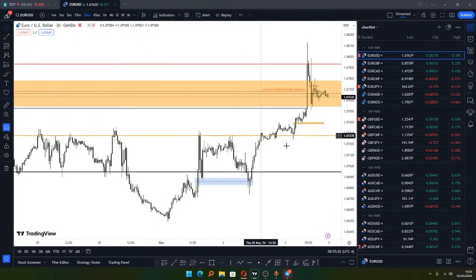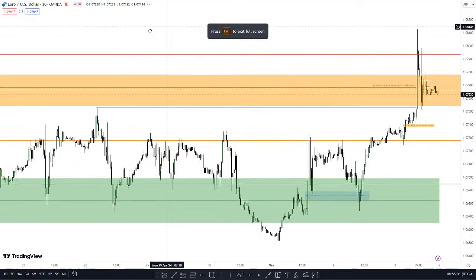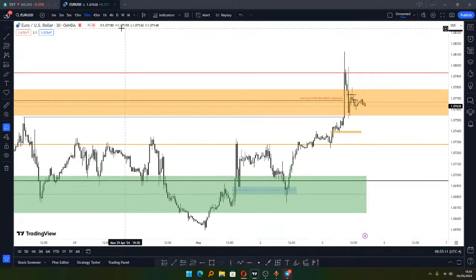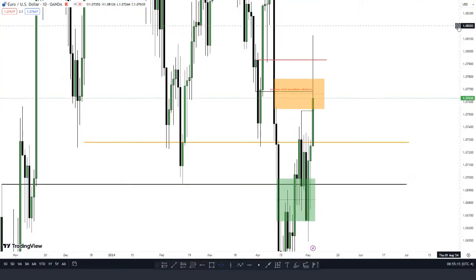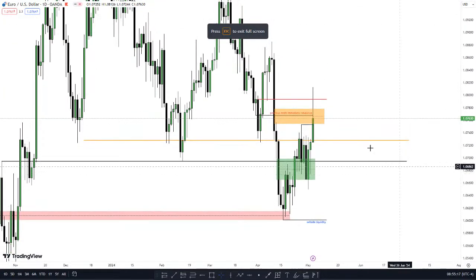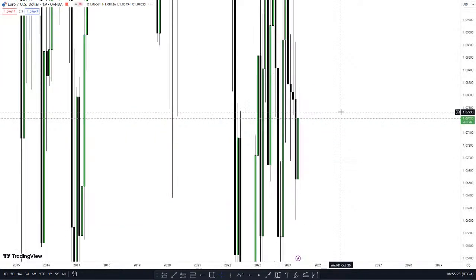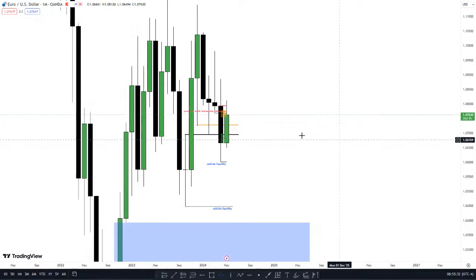All right. So here we do have this euro dollar. Everything I've done on the dollar is just exactly the opposite of what I'm going to be doing here. So if I'm bullish on the dollar, I'm bearish on the euro dollar. Now let me quickly take you over this euro dollar.